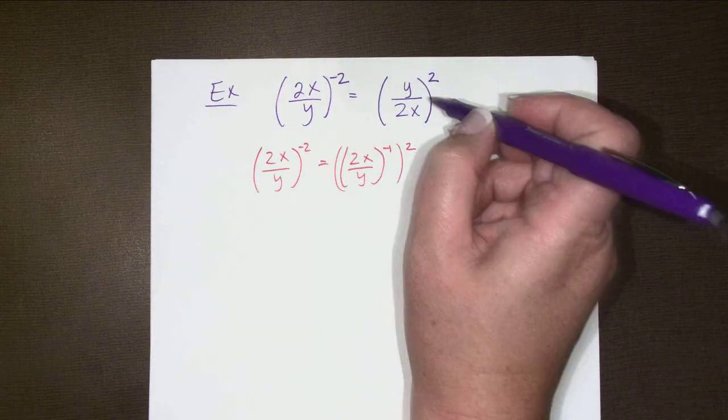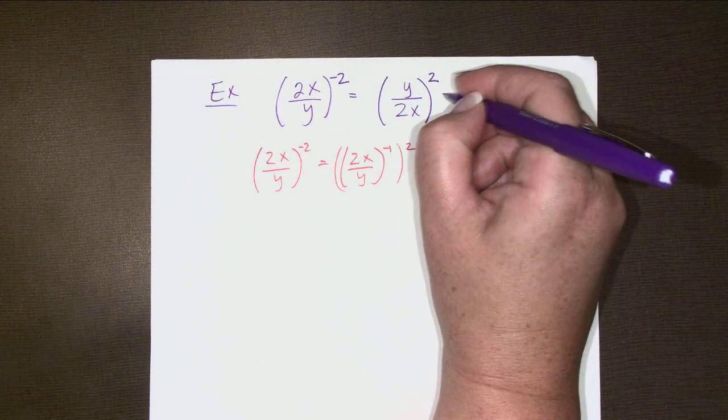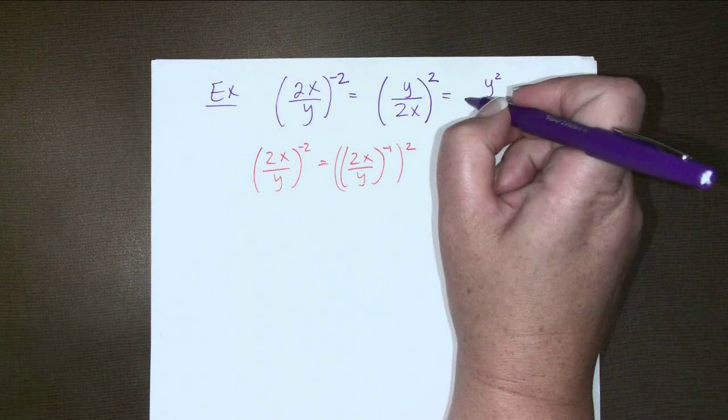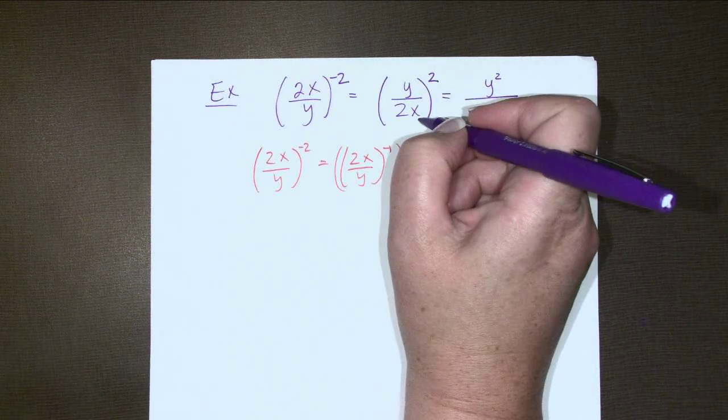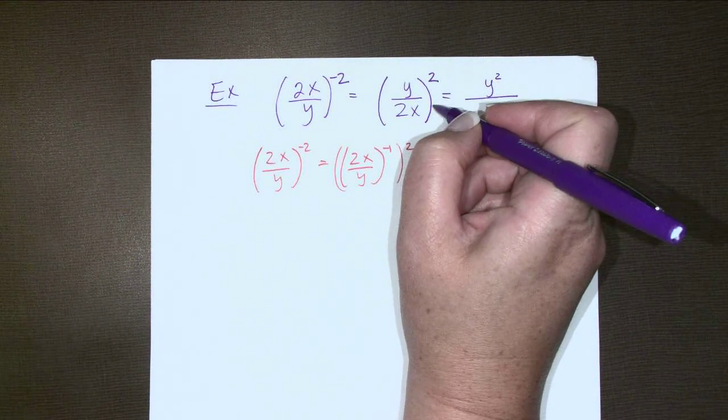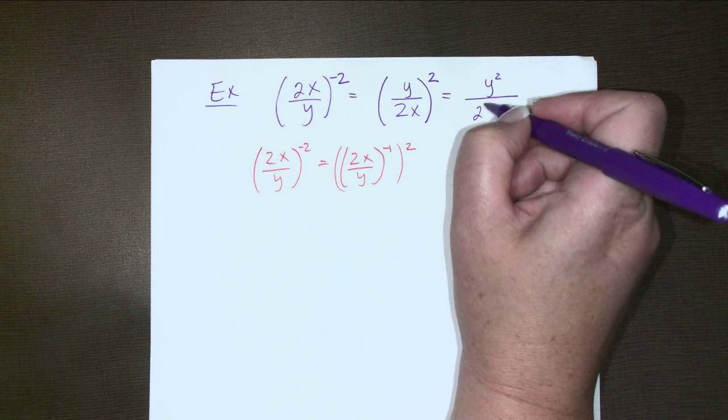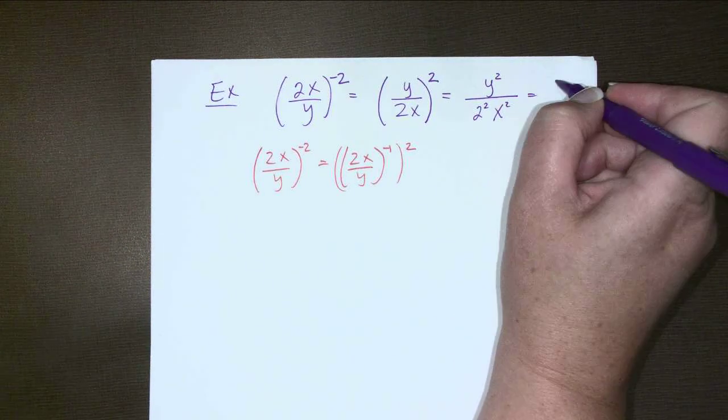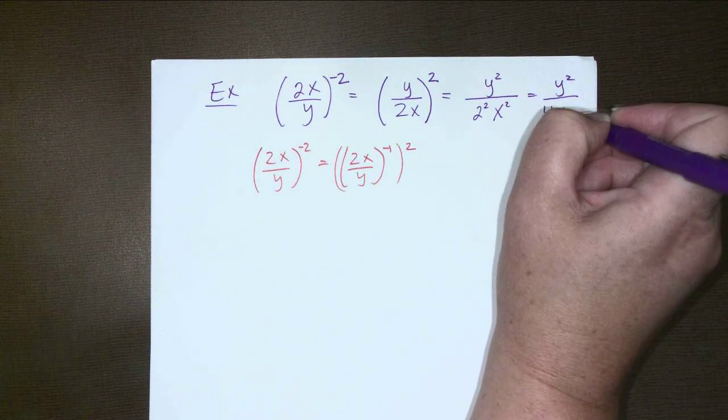Now, how do we deal with this? Well, this is y squared. We square everything in the bracket. So that would be y squared, 2 squared, and x squared. So this would be y squared over 4x squared.